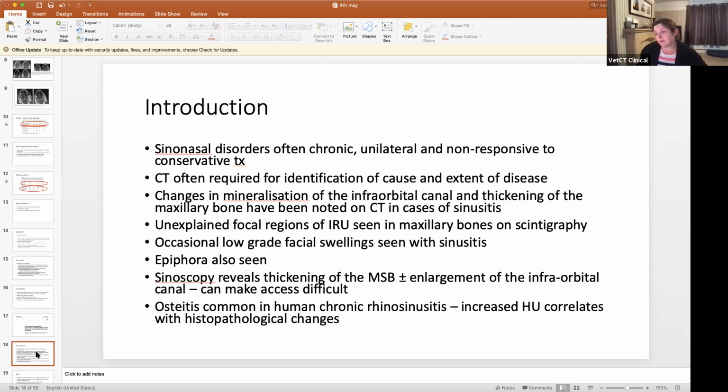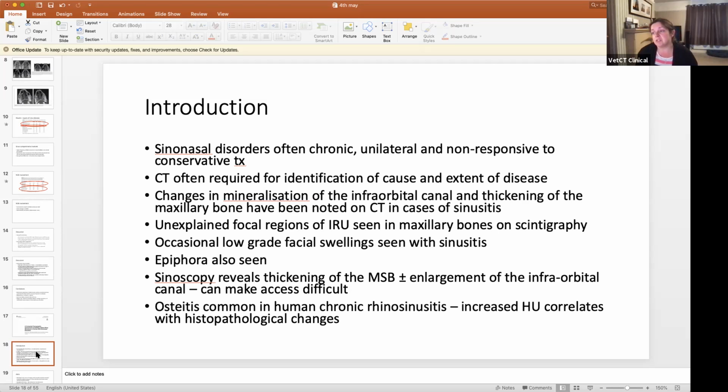They also talk about scintigraphy, which I thought was an interesting little jump. They talk about the unexplained focal regions of IOU seen in maxillary bones on scintigraphy in horses with sinusitis. I have to say, I don't often include the head on my scintigraphies when I'm doing them clinically, but a lot of our clients do. So I've probably read more head scintigraphy since I started working for Vet CT than I had ever before. And we do see those IOU occasionally.